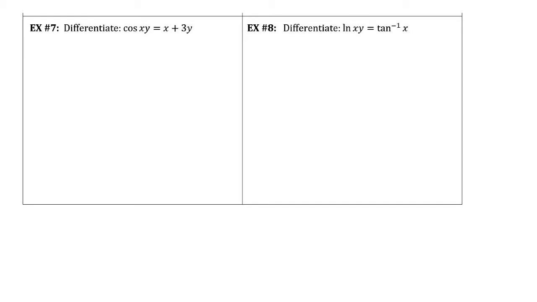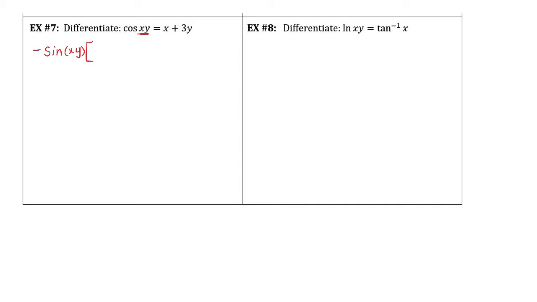More of some great review here with our cosine. And again, notice that we have x times y. So when we do the derivative of the inside, we're going to have the product rule with it. So let's start off with the derivative of cosine is negative sine. So I'm going to have negative sine of xy. But then that's going to be times the derivative of xy. So that's going to be the product rule.